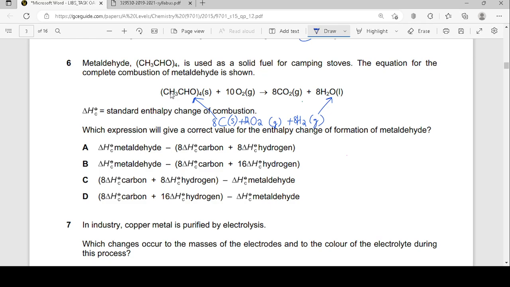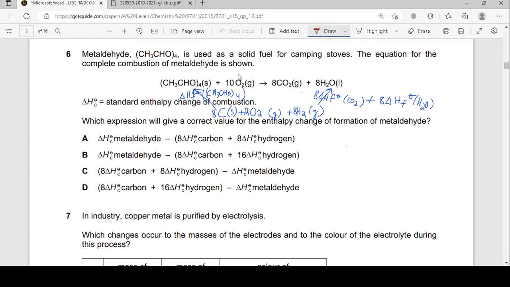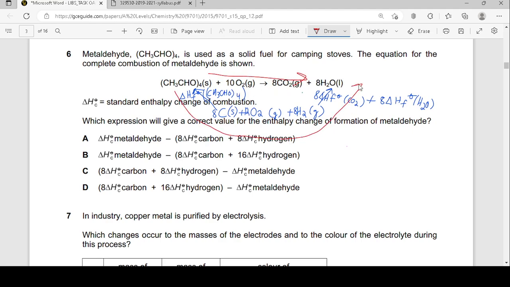And now what I'm going to do is, I have 1 mole of the CH3CHO4 formed here. So basically it's going to be my enthalpy change of formation of 1 mole of CH3CHO4. And now over here I have 8 of carbon dioxide formed. So I'm going to say 8 times my enthalpy change of formation of CO2, plus 8 times the enthalpy change of formation of H2O, because I got H2O as well, right? So this is my Hess's cycle, and now what they want is the value for the enthalpy change of formation of metaldehyde. You can choose any two routes that start and end at the same points. I'm going to choose one as this route and the other route like this, okay?